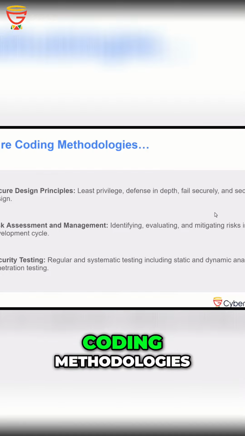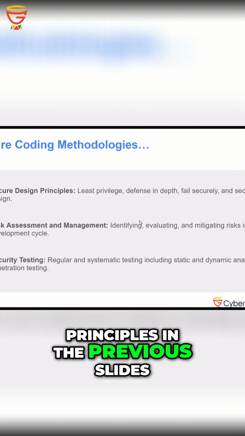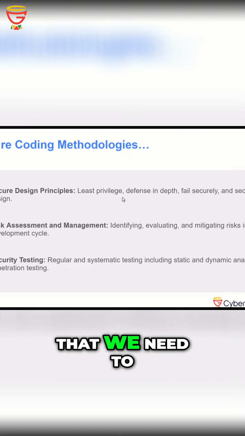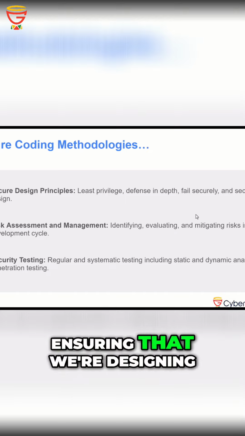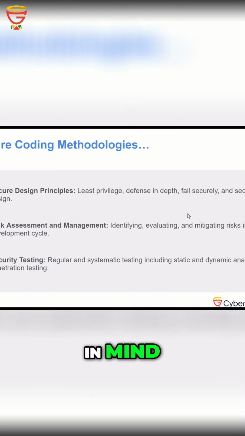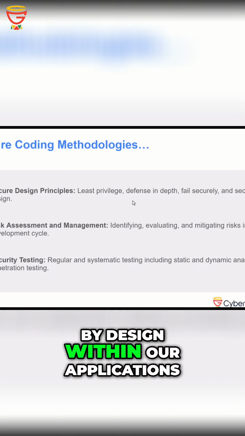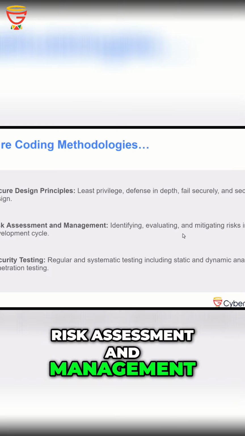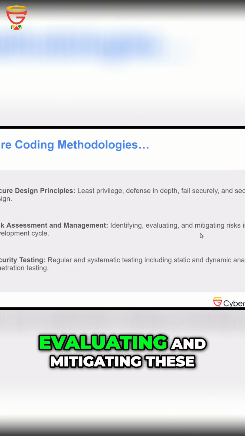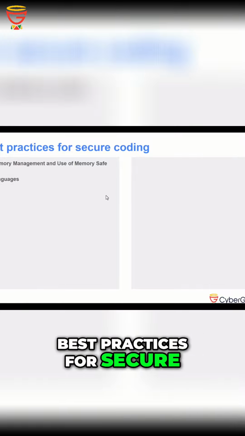So, what are some secure coding methodologies? Obviously, we mentioned secure design principles in the previous slides. One of the things that we need to understand is embedding least privilege, ensuring that we're designing with defense in depth in mind, we're failing securely, and we're doing security by design within our applications. We can talk about risk assessment and management, where we're identifying, evaluating, and mitigating these risks early in the development life cycle.